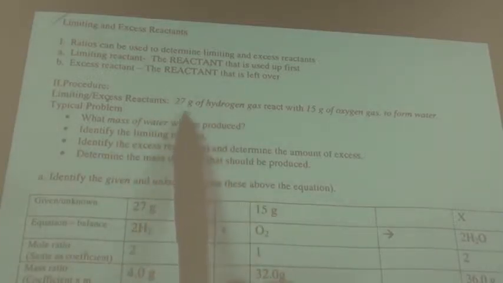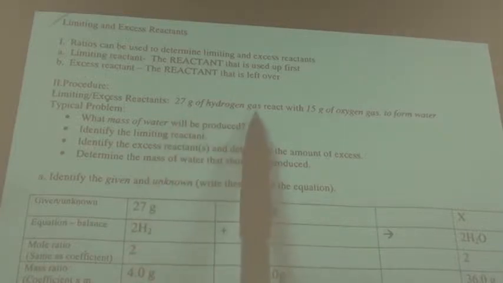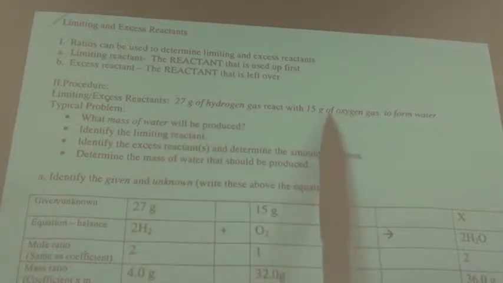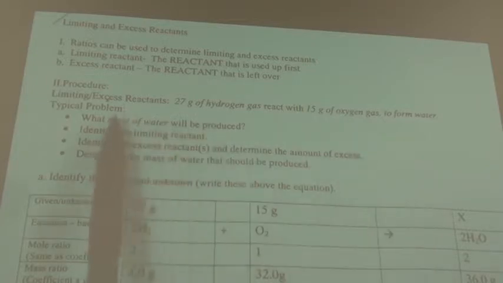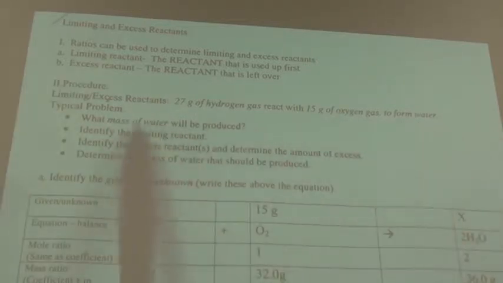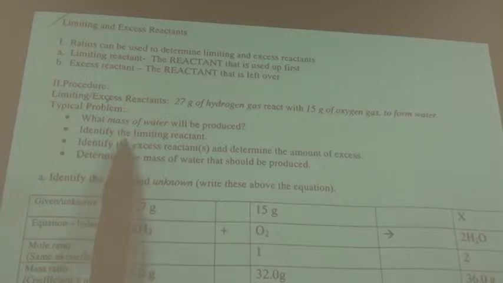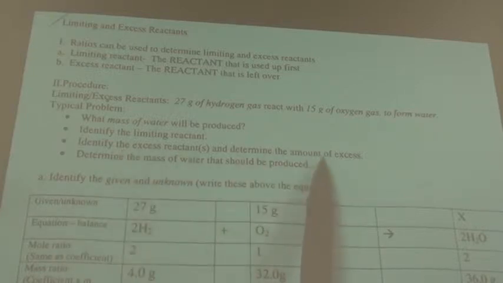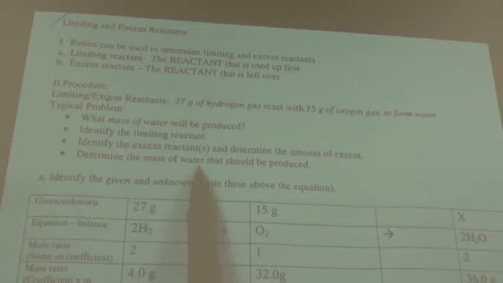Here's our problem. We have 27 grams of hydrogen gas, and to it we're going to add 15 grams of oxygen gas to form water. A typical problem would ask how much water is going to be produced, which one of the reactants will run out first, which one is left over, and how much is left over, and the mass of water that should be produced, which seems to me is just like that one, so we'll ignore it.